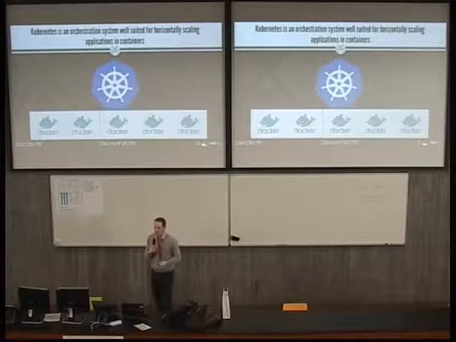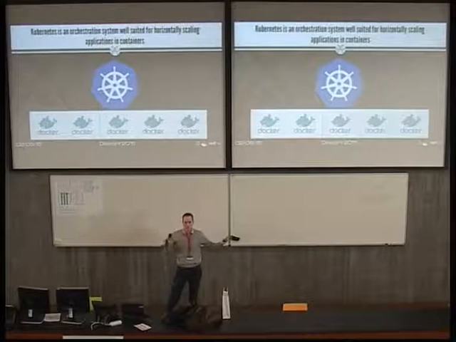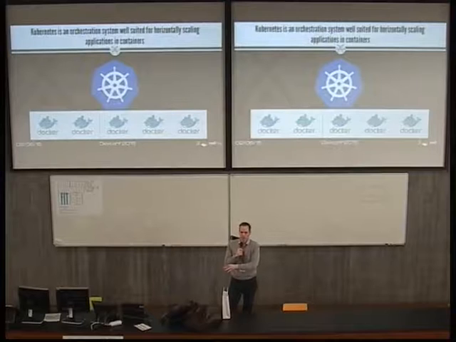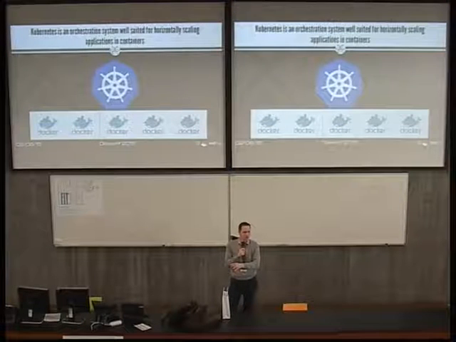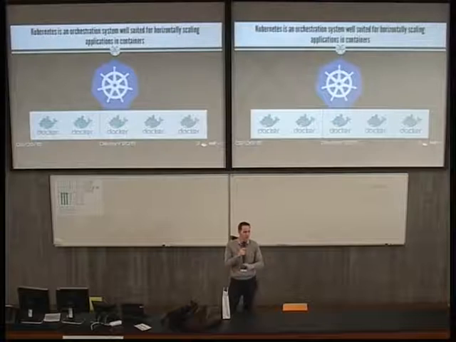So Kubernetes is an orchestration system, and it's well suited towards horizontal scaling. So this assumes that people know what Docker is and how it works. Just a quick show of hands, does anybody here not really get what Docker is and how it works?